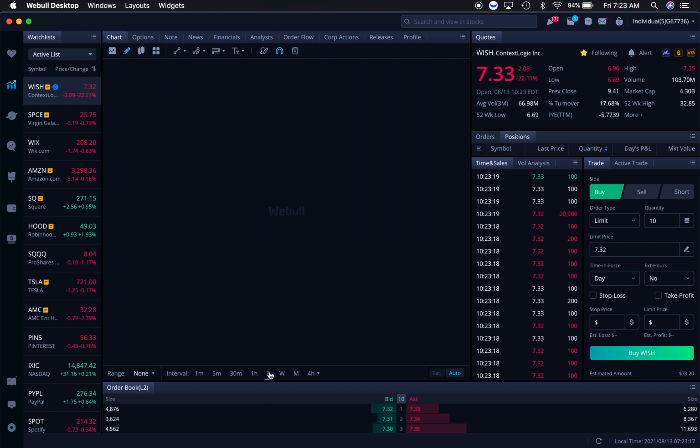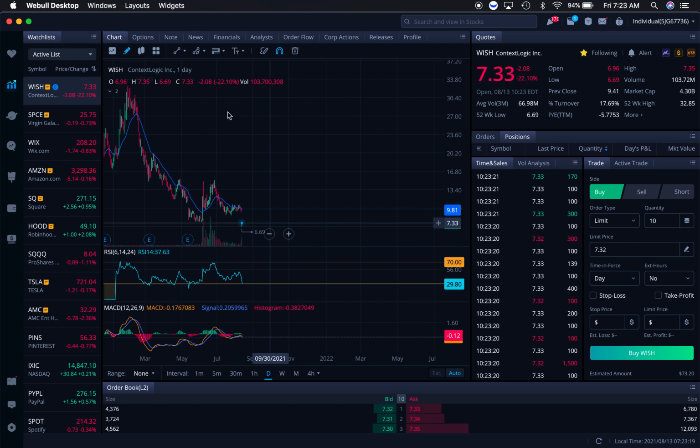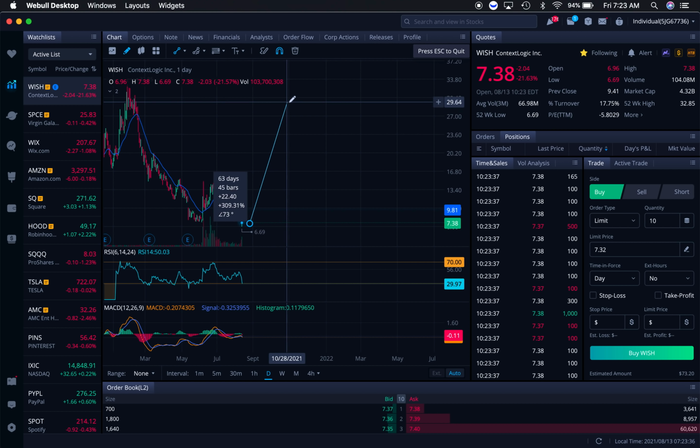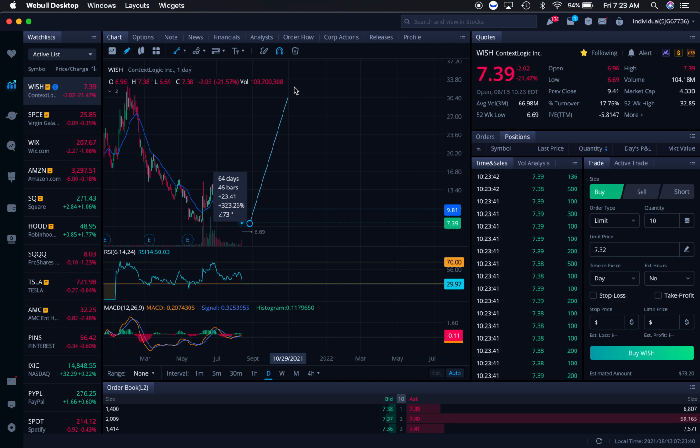But let's look at the big picture. On the day chart, you could see how oversold Wish is. Yesterday, it made all-time lows at 6.69, and previous highs was a little bit above $33 a share. So you can see, again, this does not mean that Wish has to make a full recovery, but from where we're at right now, if it were to make a full recovery, that would be over 300%.